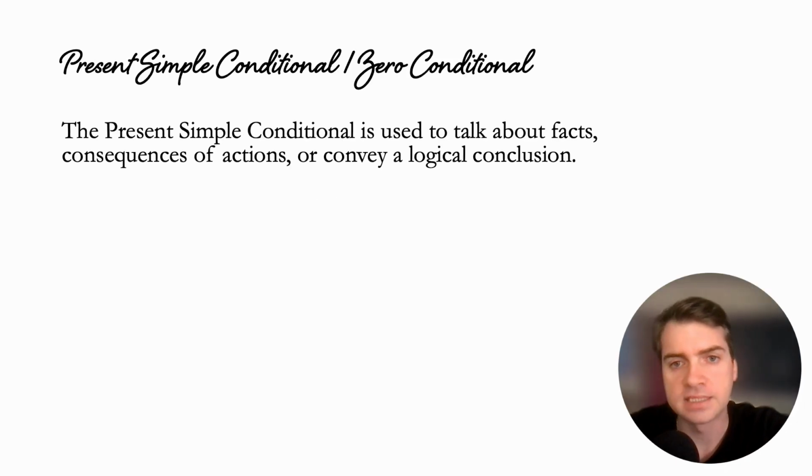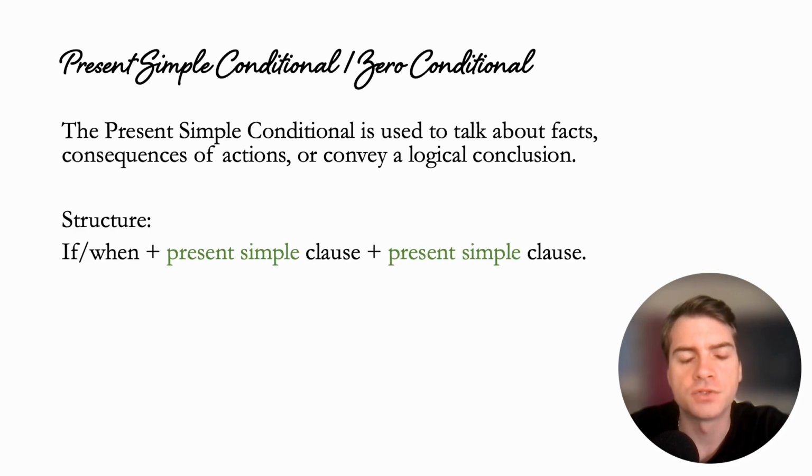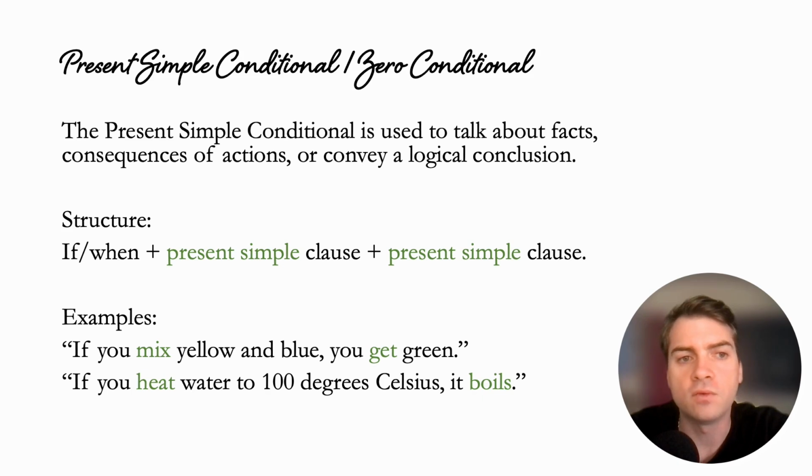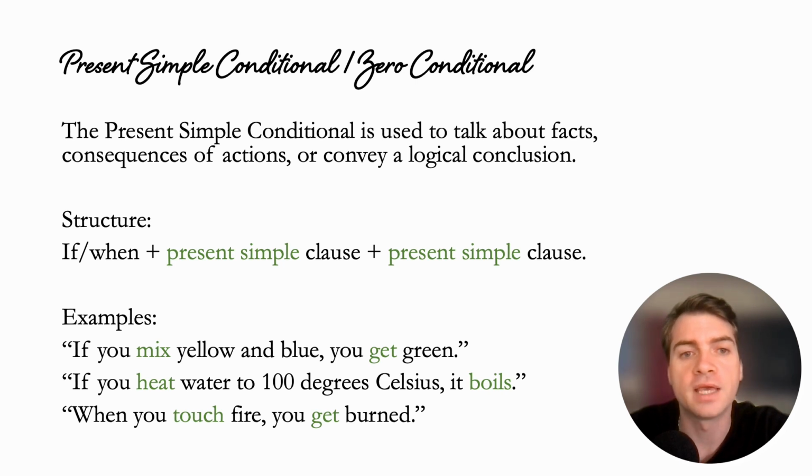All right, the present simple conditional is used to talk about facts, consequences of actions, or to convey a logical conclusion. The structure is if or when plus a present simple clause plus another present simple clause. So, some examples. If you mix yellow and blue, you get green. If you heat water to 100 degrees Celsius, it boils. When you touch fire, you get burned.